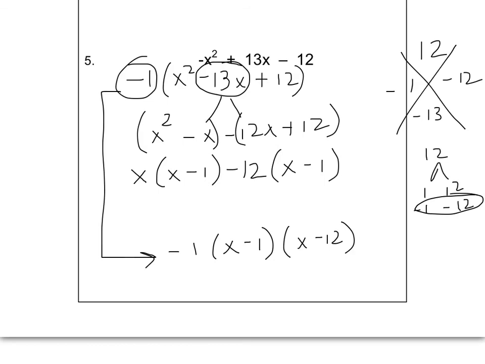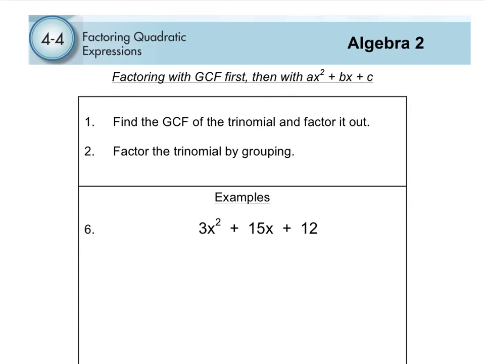All right, let's take a look at our page. This one is going to factor with GCF first and then factor the trinomial. The two steps here are that we're going to find the GCF, the greatest common factor, and factor it out, take it away from it, and then we're going to factor the trinomial just like we would normally, where we find a times c, find the middle term, and then factor by grouping.